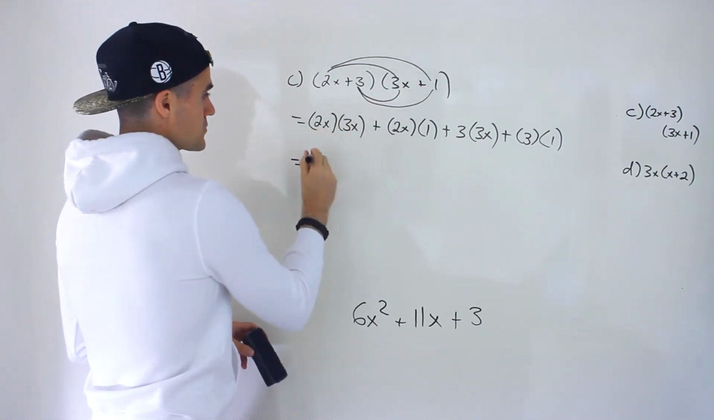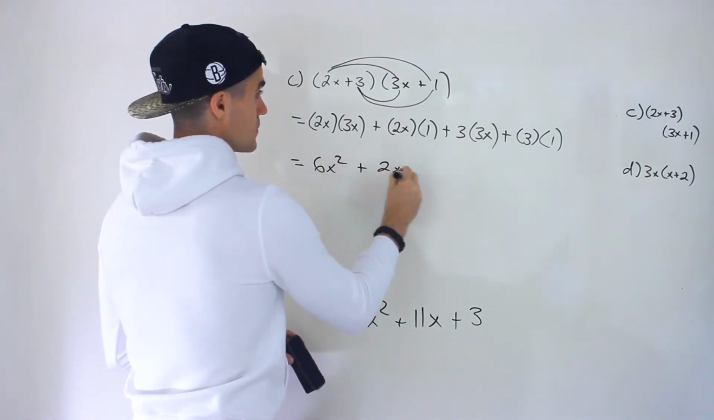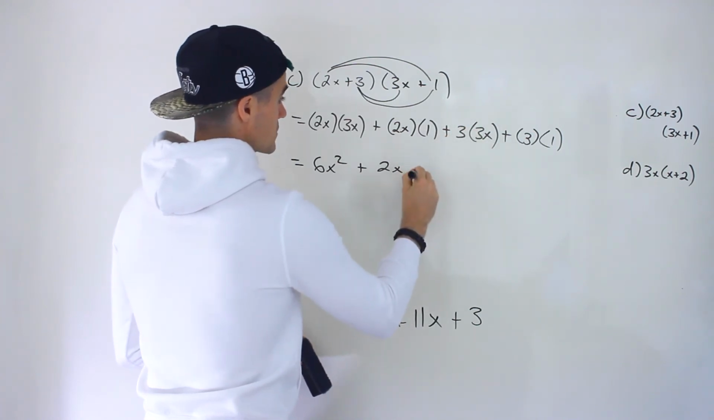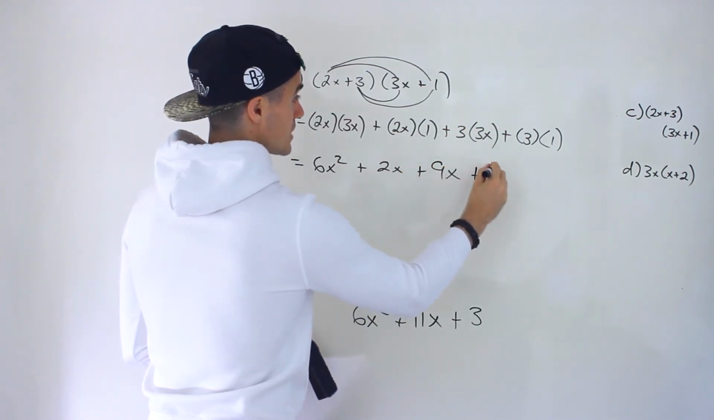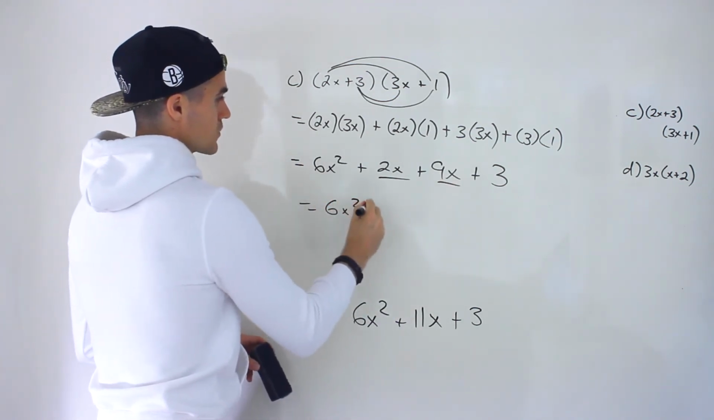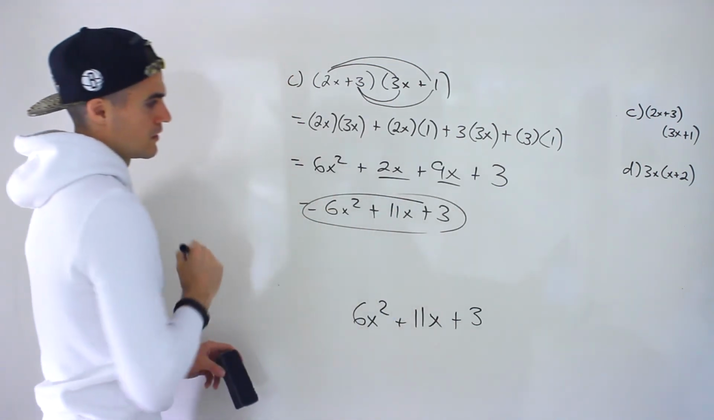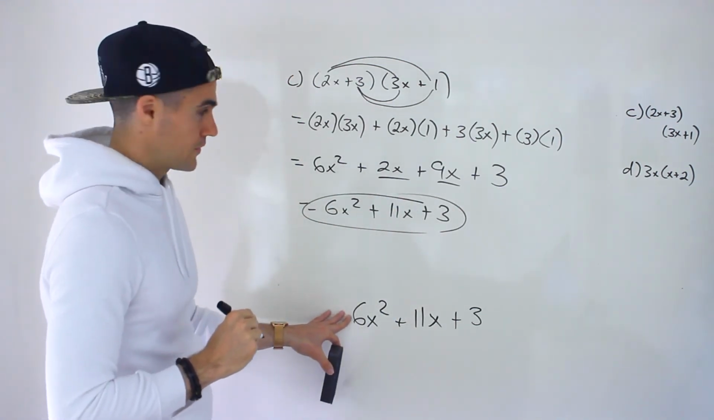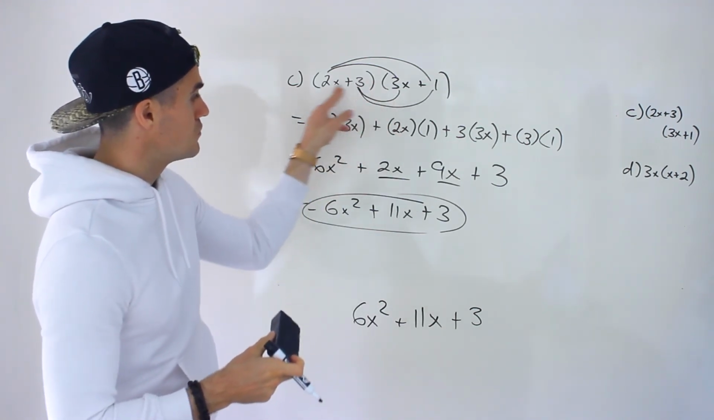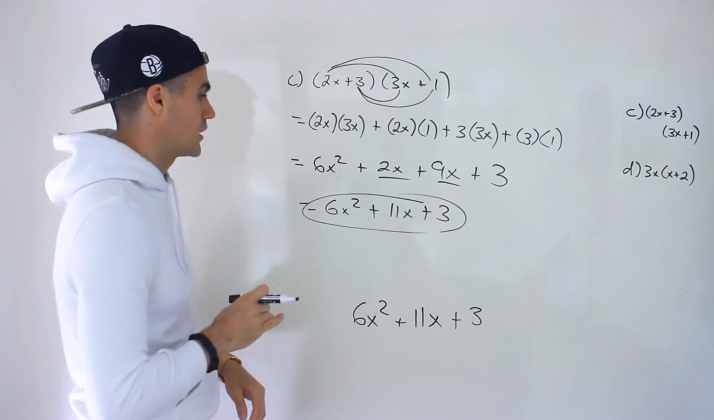But we'll have 2x times 3x, which would give us 6x squared, 2x times 1, which is 2x, 3 times 3x would give us 9x, and then 3 times 1 would give us 3. Like terms, we'll have 6x squared plus 11x plus 3, right? Which is the same that we got with the tiles. So we could be pretty confident that the product of these two expressions is 6x squared plus 11x plus 3.